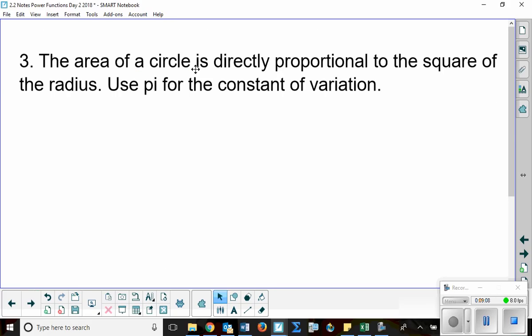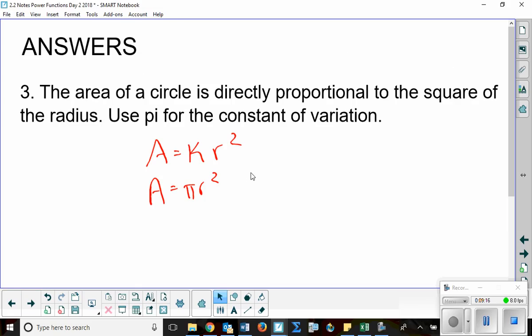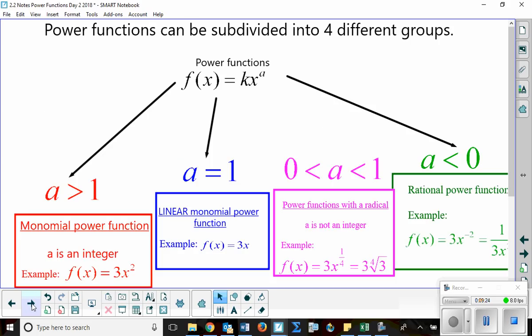The last one is: the area of a circle is directly proportional to the square of the radius. Use pi for the constant of variation. And this is what you should have. I should have paused it. Sorry, I went kind of fast there. We can talk about any of these problems next day in class.